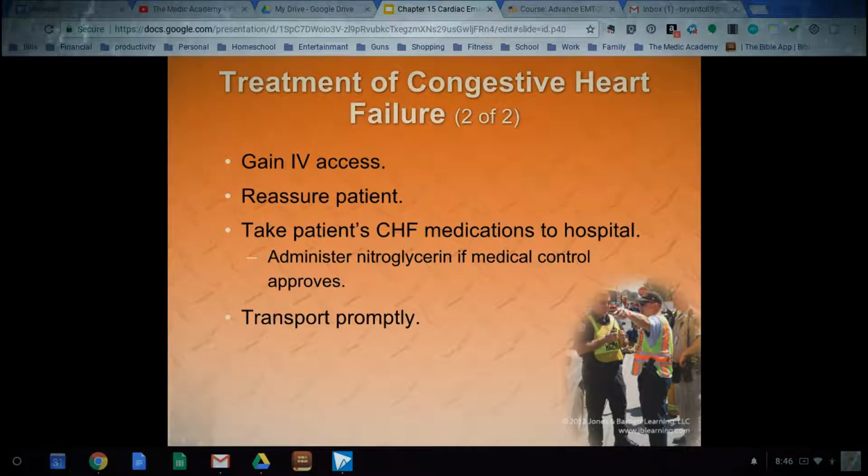Nitroglycerin is very, very good in these patients. It works very well. So if we have this patient on CPAP and we administer nitroglycerin, what we're doing is we're lowering the amount of preload on the heart, so the heart can beat more efficiently, and we're reducing the workload on the heart by decreasing the afterload. So we're making these blood vessels bigger. The heart doesn't have to pump as hard, so there's less myocardial oxygen demand, and there's less preload on the heart with nitroglycerin.